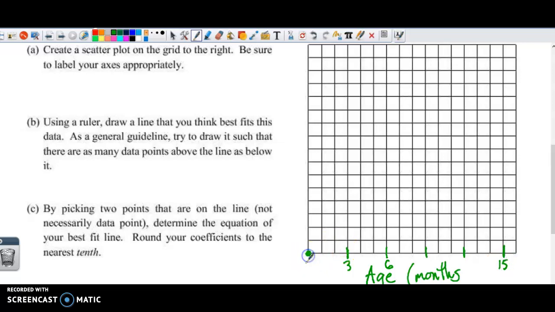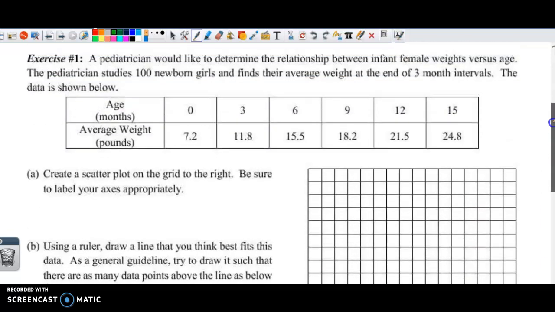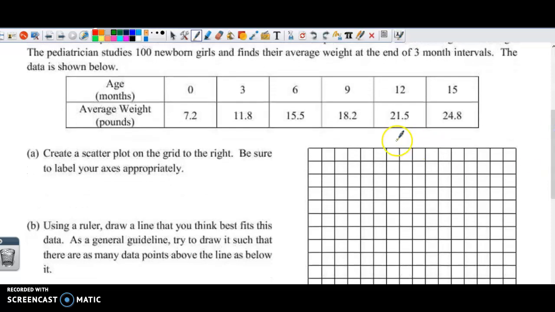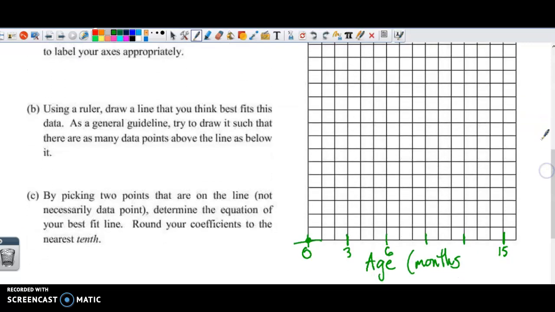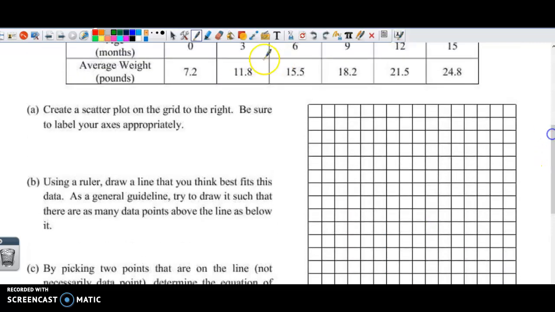And you might be curious why I'm making this 0, 0, it's because if you look at the clues in the problem, yeah, I would say it's pretty safe to say that those are the type of numbers that we want. So on the y-axis, that's going to be labeled as the average weight in pounds.